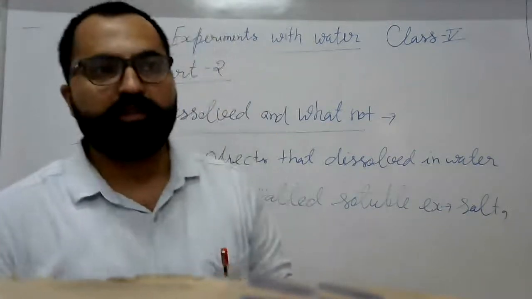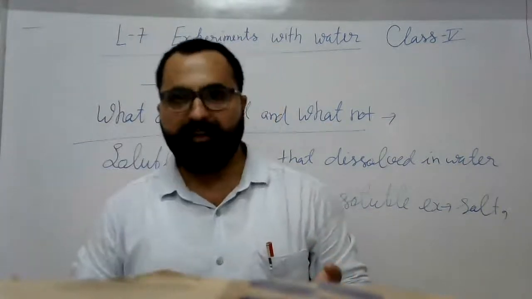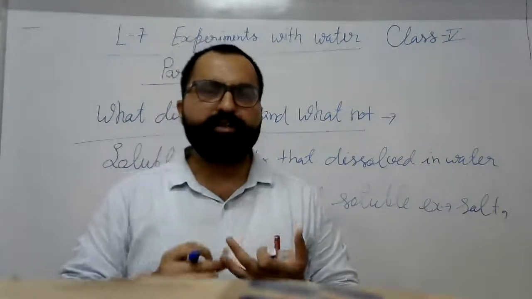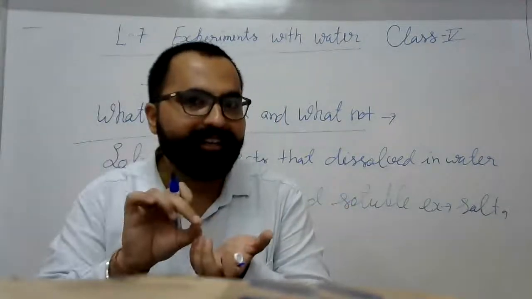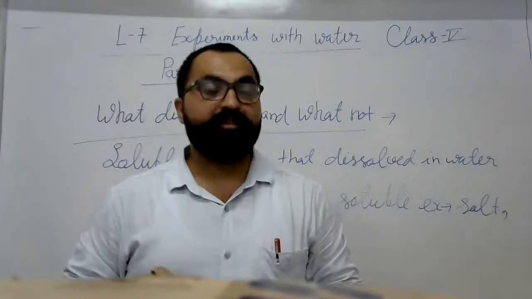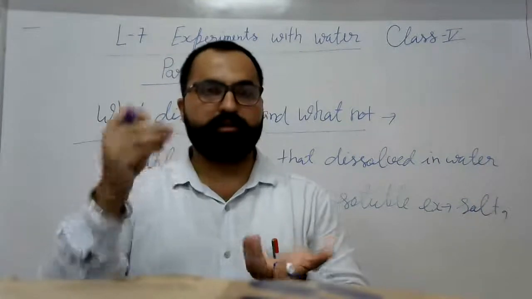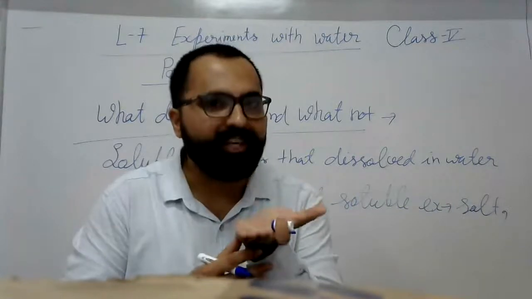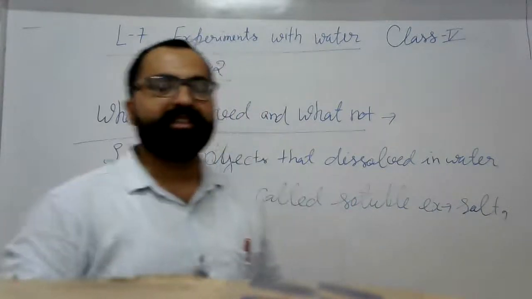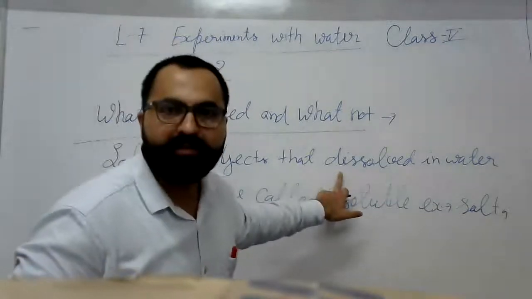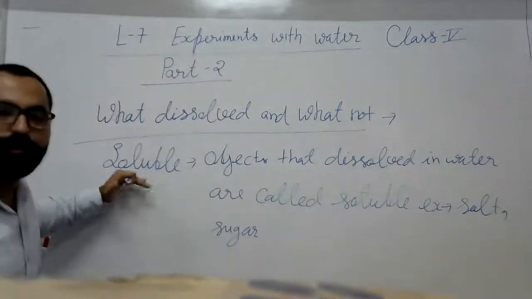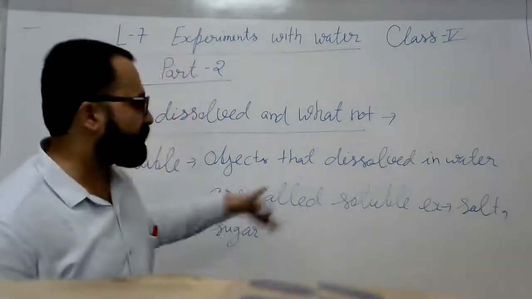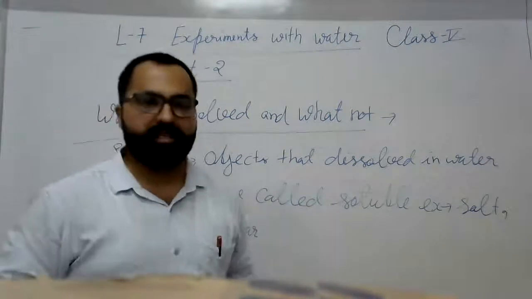Suppose we are making tea. After tea leaves and milk, we mix water and milk. Can you separate them after mixing? You cannot. And when making tea, we add sugar, but can you separate the sugar after making the tea? You cannot, because it completely dissolved. So that thing is soluble. Soluble means objects that dissolve in water, like salt, sugar, and many others.